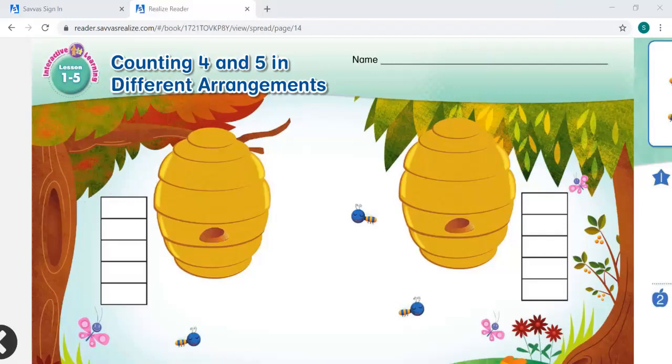Remember, we already counted to 4 and 5. And if you remember, there's more than one way to arrange 4 objects or 5 objects. Let's look at different ways of arranging 4 counters and 5 counters. Let's look at our worksheet.